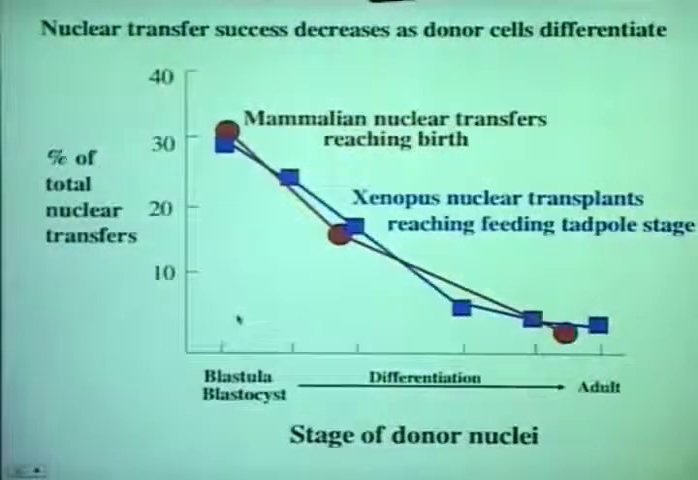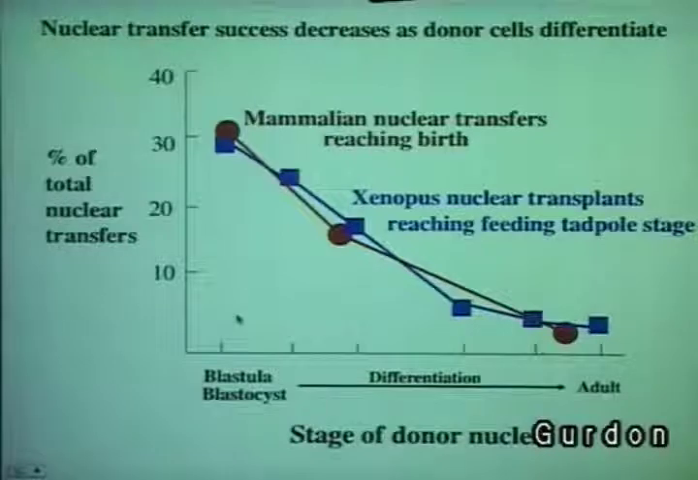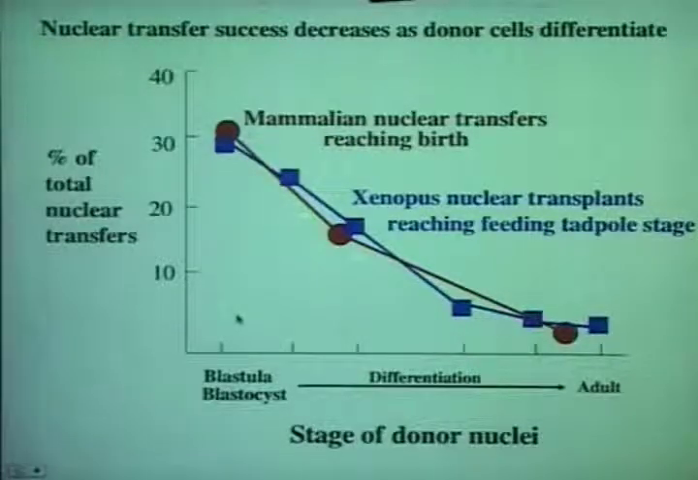Now, this is an old experiment, and I'm starting with experiments which relate to the eggs, and egg, again, I say, means these second meiotic metaphase recipient cells. And in these experiments, whether you use Xenopus nuclear transplants which reach a tadpole stage, or you use mammalian nuclear transfers that reach birth, the success rate of nuclear transfer goes right down with time, with the more differentiated state. So as donor cells differentiate, the ability to reprogram goes rather dramatically down, as we mentioned at the beginning of the talk.